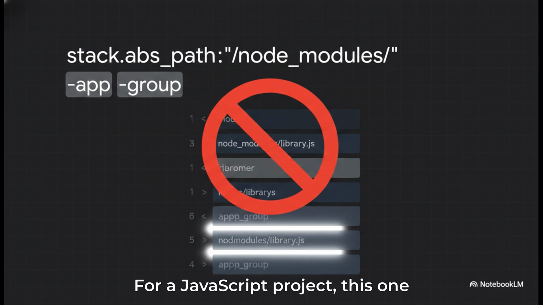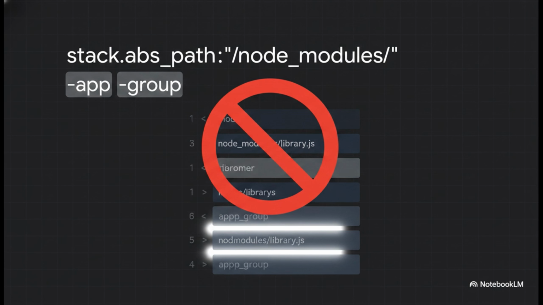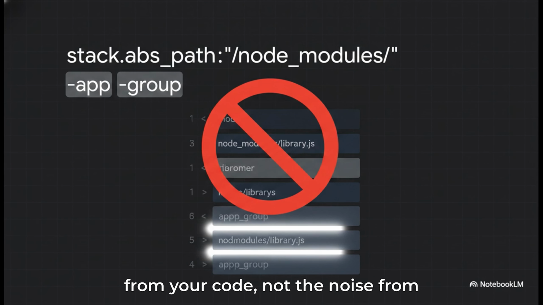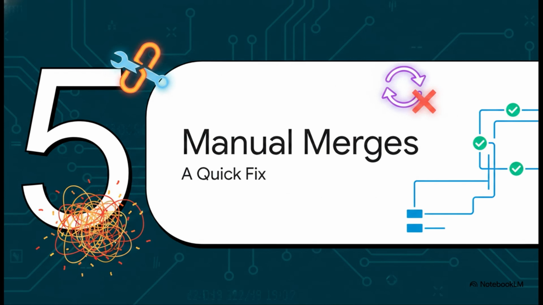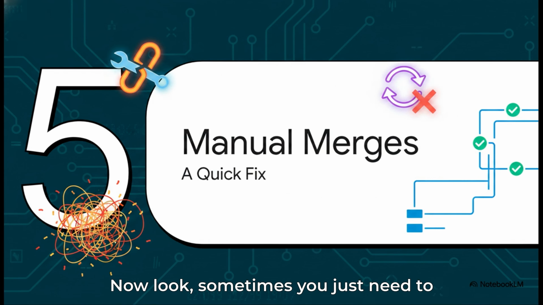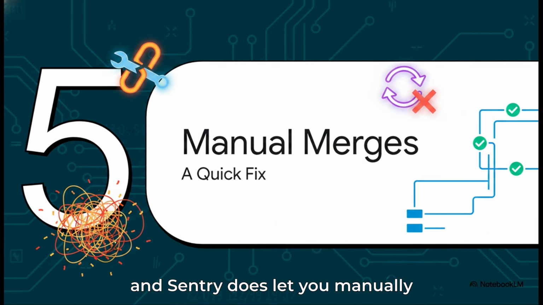For a JavaScript project, this one line is a game changer. It tells Sentry that any code path that includes node_modules is not part of our application. The -app flag marks it as external, and, crucially, the -group flag tells Sentry to completely ignore it when it's calculating that fingerprint. This is how you force Sentry to focus on the signal from your code, not the noise from your dependencies.